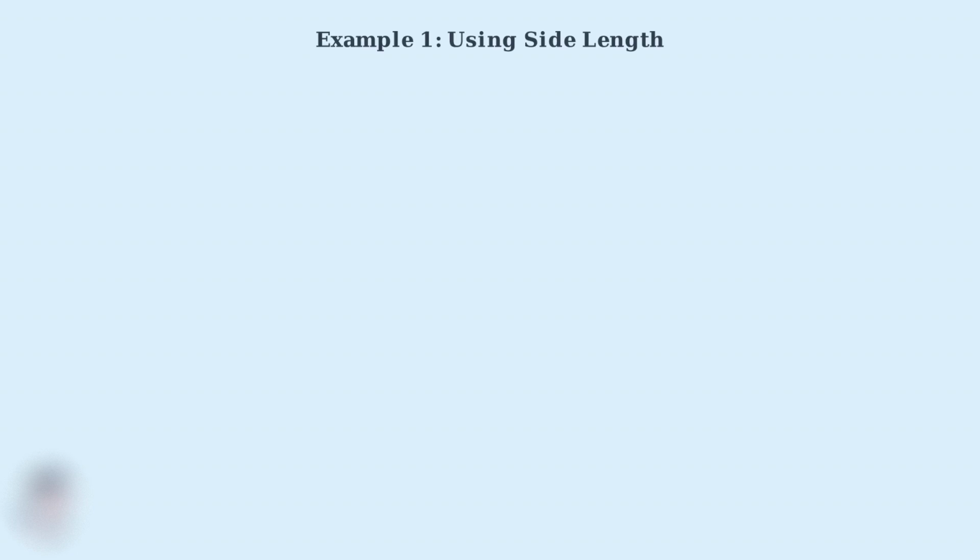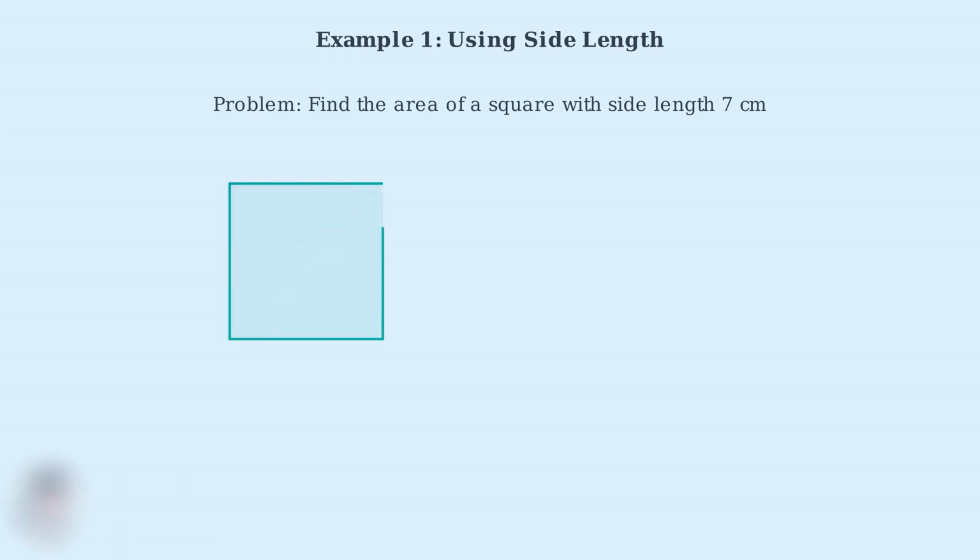Now that we understand the basic formula for finding the area of a square, let's work through our first example step by step. Here's our problem. We need to find the area of a square that has a side length of 7 centimeters. First, let me draw the square and label its dimensions. We can see that each side of this square measures exactly 7 centimeters. To find the area, we use the fundamental formula for the area of a square. Area equals s squared, where s represents the length of one side.